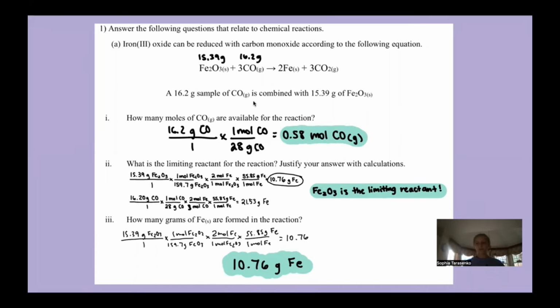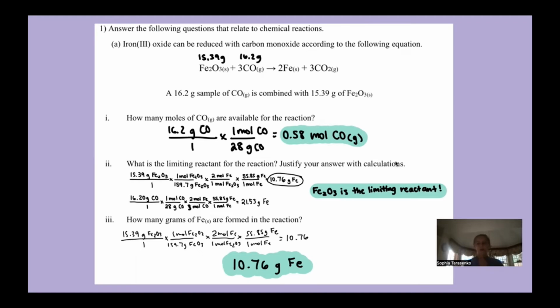So for the first question, they give you the grams of carbon monoxide, so you use stoichiometry to convert this amount of grams into moles. Grams cancel out here and here, leaving you with moles of CO, and we get 0.58 moles of CO gas.